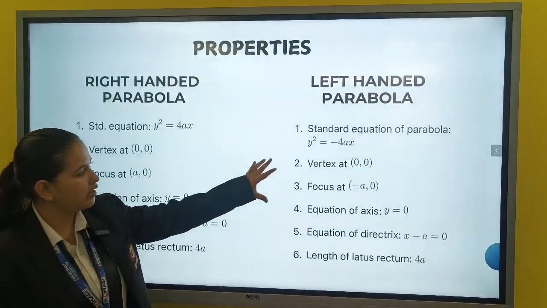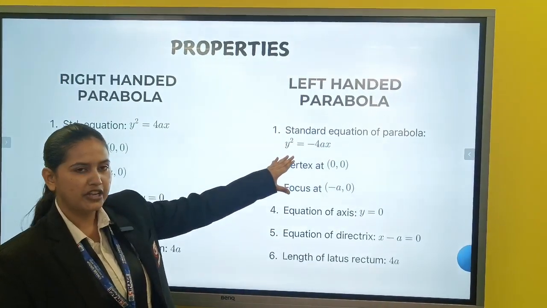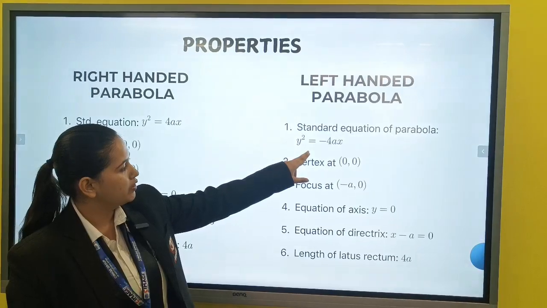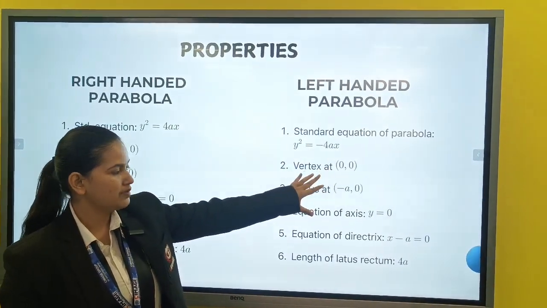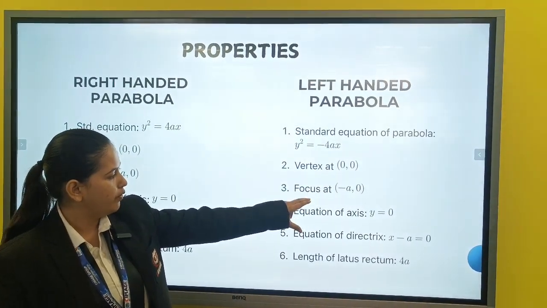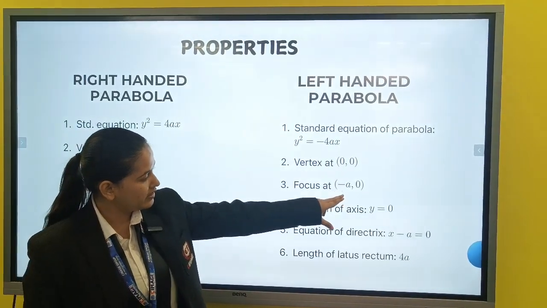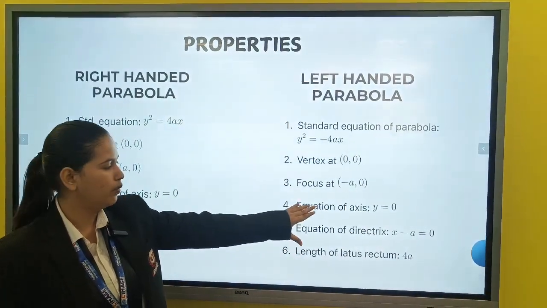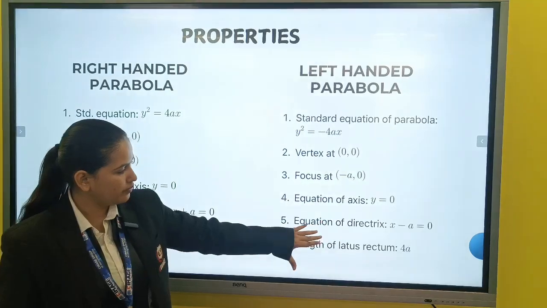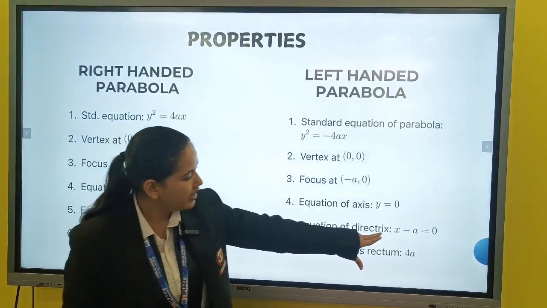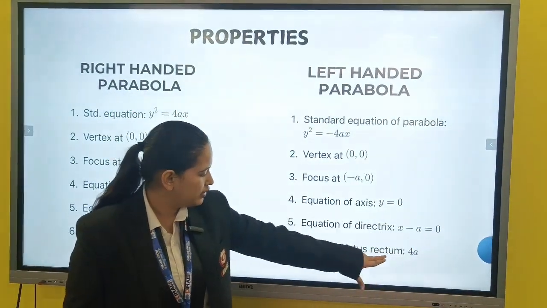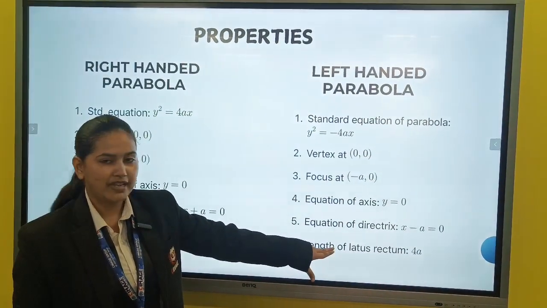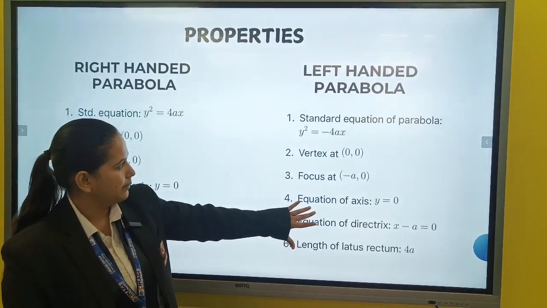Now coming to the left-handed parabola, the standard equation will change a little bit. So y square will be equal to minus 4ax. The vertex will remain the same, which is 0, 0. The focus will be again at minus a, 0. The equation of the axis will be y is equal to 0, and the equation of directrix will again change a little bit, which will be x minus a is equal to 0, and the length of the latus rectum, as I said, will remain the same.